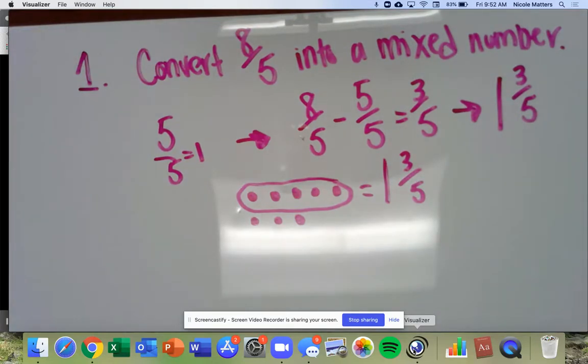Go ahead and pause, make sure you write all these down in your notebook. If you need to make some notes as well, you can do that.